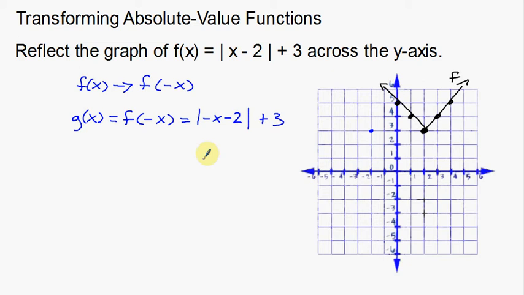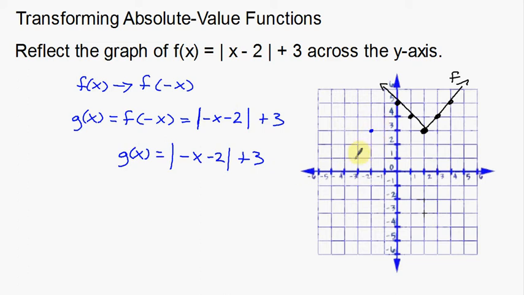So there we go. Now, looking at that, there's no parentheses I have to deal with. There's really no simplifying that I have to work with. So actually, that's as good as it gets right there. So my new function, g of x, is equal to absolute value negative x minus 2 plus 3. So that's what the new function is going to look like. That's the equation for this new function. So now let's actually look at what the graph is going to look like over here.